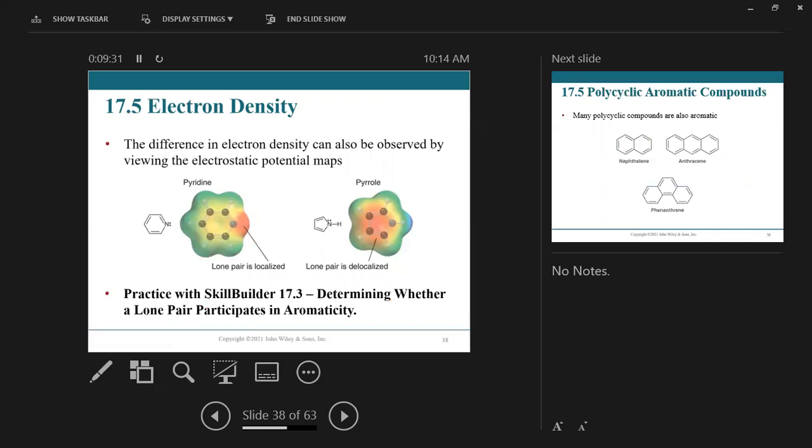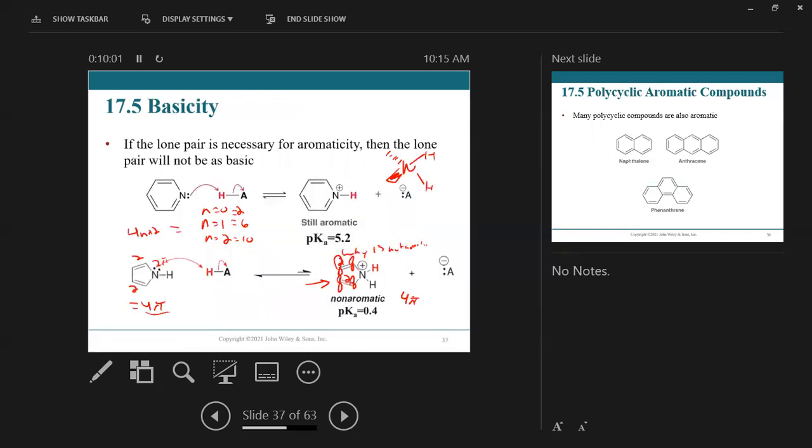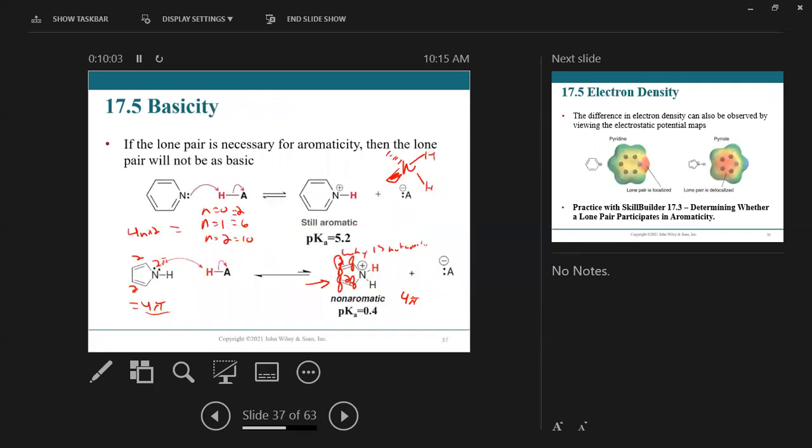Let's see. So the difference in electron density can also be observed by viewing the electrostatic potential maps. This lone pair is delocalized. This lone pair is localized. So it's delocalized. It's part of the aromaticity. And this lone pair doesn't participate right here. So to do this, they had to do some calculations to get these electrostatic maps. So they're both aromatic. It's just one lone pair participated while the other one didn't, and that comes back to this criteria right here.